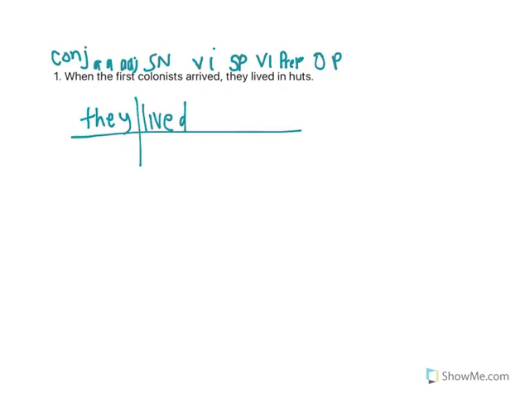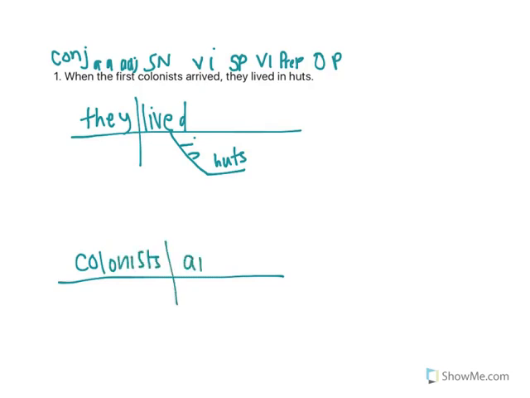They lived in huts. Now, we always put the dependent clause beneath. And that's because the dependent clause is the one that's being connected by this subordinating conjunction. So we're just going to diagram this as normal. Colonist is a subject, arrived is the verb. The is an article adjective, and it is modifying colonists. And first is also modifying colonists.